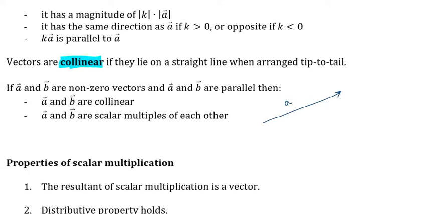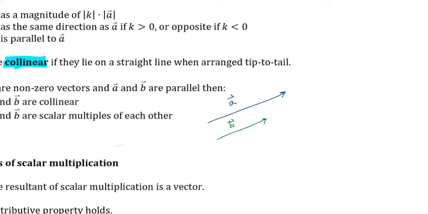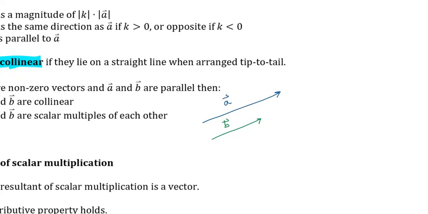Again, properties of scalar multiplication. The resultant of scalar multiplication is a vector. Super important. This is not always the case with other operations, but in this case it's true. Distributive property holds. So k times vector A plus vector B is equal to k times vector A plus k times vector B. It's also true that the associative property holds.